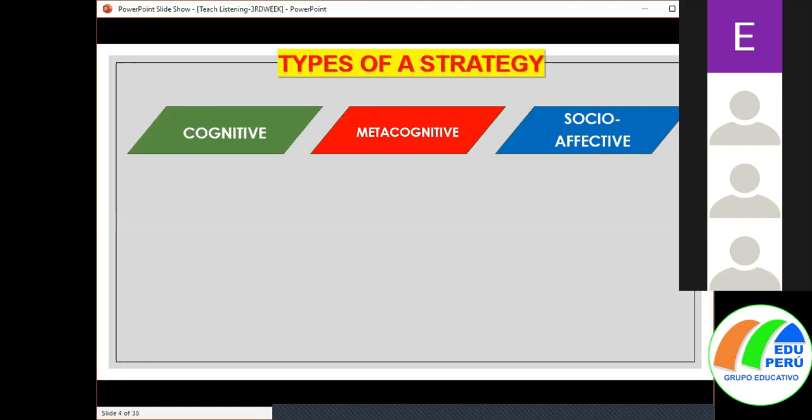Anybody, anybody? Knowledge, when you use the prior knowledge. Yeah, you use the prior knowledge, your knowledge. Yeah, all right, all right. Any other one? Cognitive strategy.